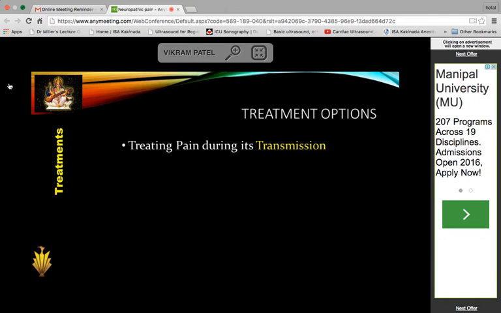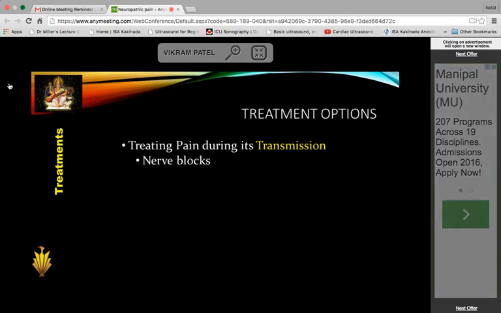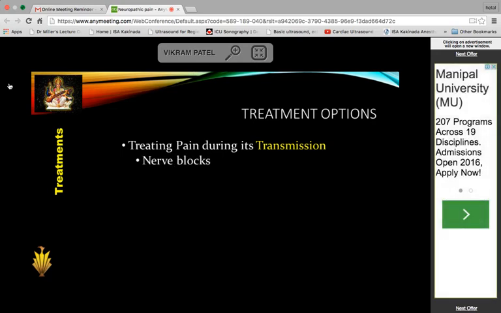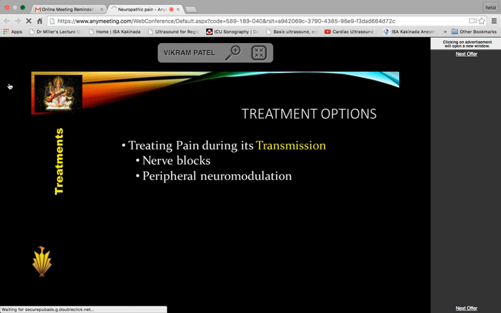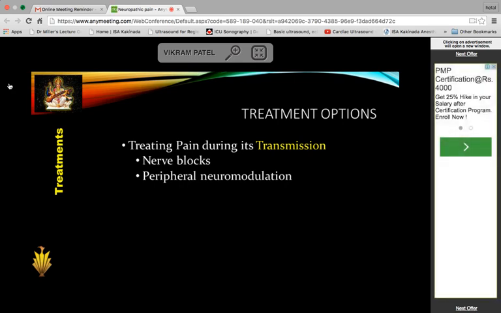So when we treat the pain during its transmission, it could be the peripheral nerve, or it could be the central transmission at level 2, which is the second order neurons from the spinal cord to thalamus, or the third order neurons from the thalamus onwards to the cortex. The nerve blocks will, of course, treat the transmission at the peripheral levels. Peripheral neuromodulation is when it is done outside the spine itself, so it can be along the nerve root or a nerve plexus.